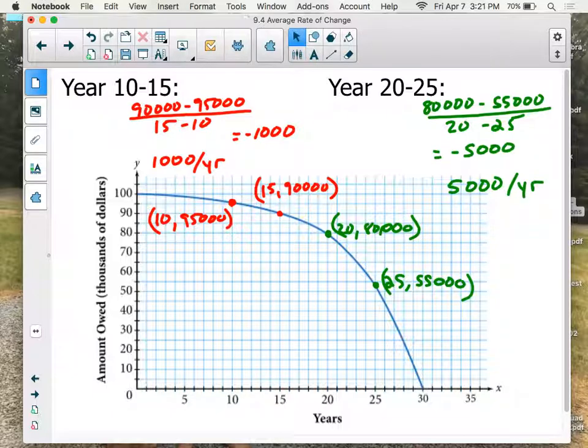So your rate of change has increased. Instead of going from $1,000 a year, it's gone off to about $5,000 a year. So hopefully you see the power of the rate of change, how it estimates curves using a linear type of relationship. That's the idea behind the average rate of change.